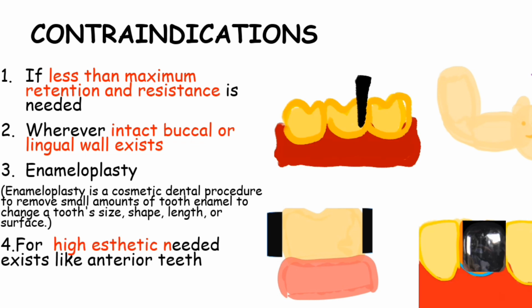When high aesthetic is needed, it is contraindicated. So which types of crowns are contraindicated in anterior teeth? For example, metal crowns and gold crowns. They have inferior aesthetics, so we will not recommend this type of crown for anterior teeth.